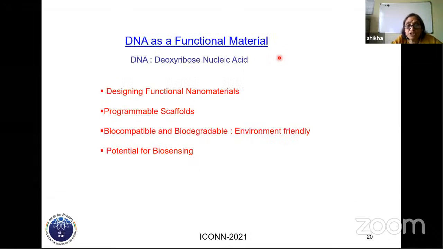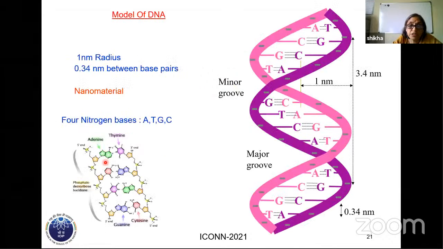And DNA is a functional material. It can be used in designing functional nanomaterial. It's used as a programmable scaffold. It is, of course, biocompatible, environmentally friendly, and it has a potential for biosensing. So just a little bit of introduction on DNA.